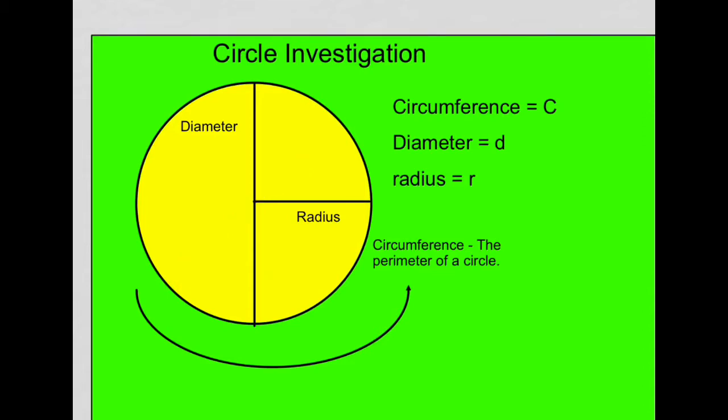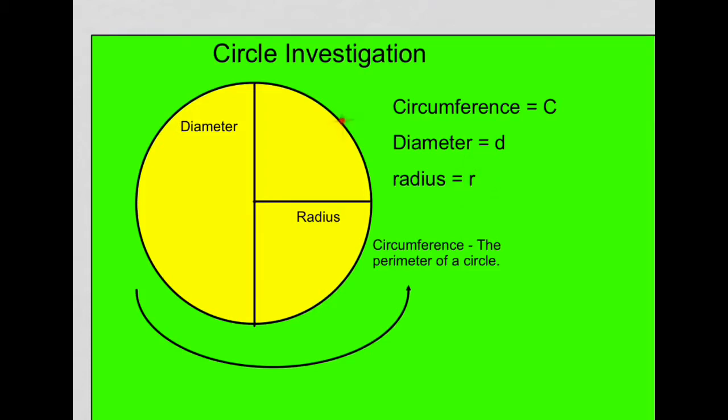So diameter, small d. Last thing I want to talk about on this page is the radius. What I'm sketching right here is the radius of the circle. Now the radius goes from the center of the circle to the edge, but it's really half the size of the diameter, right? The radius is half the diameter. And radius we represent in algebra with a small r.